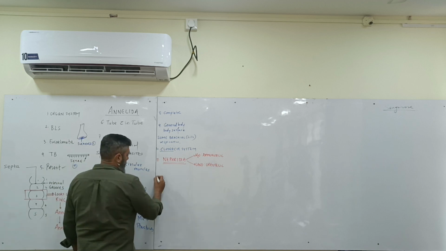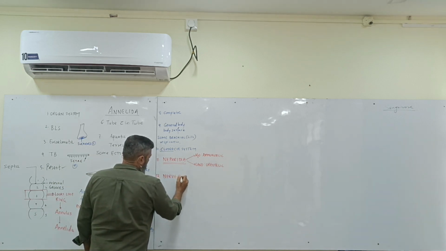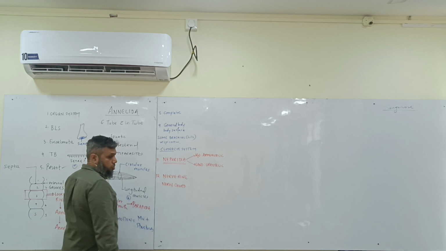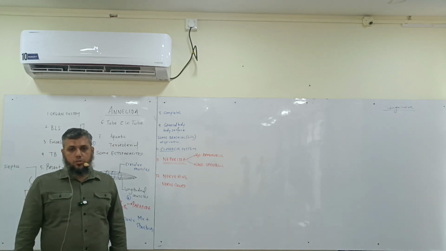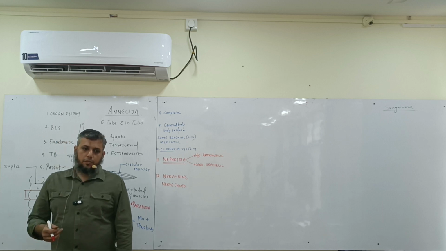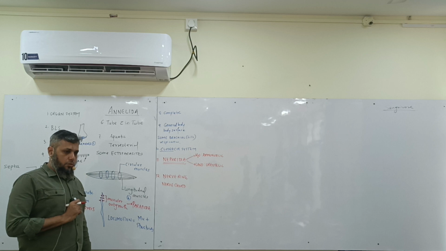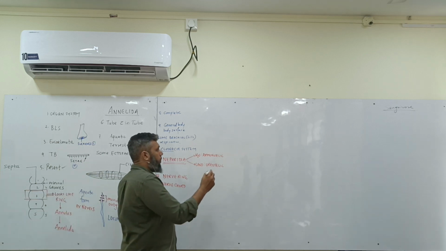Nervous system. They show the presence of a nerve ring and a nerve cord. Have I explained this point before also? When the ganglions are arranged in the form of a ring, what do you call it? When it is arranged in the form of a cord, it's called the nerve chain. It's called a nerve cord. What's the 13th point?